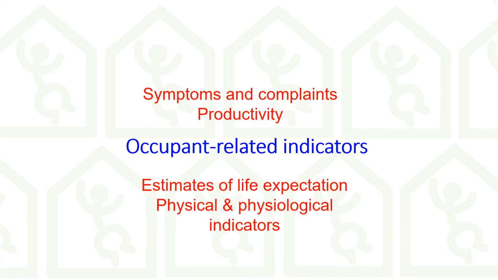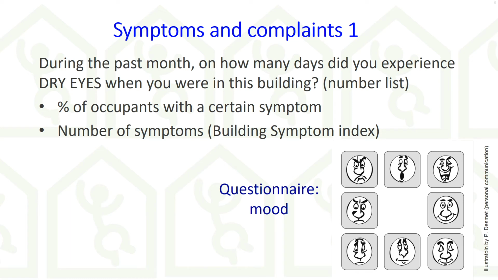So let's have a look at the other 2 groups of indicators we have available: the occupant-related indicators and building-related indicators. The occupant-related indicators comprise of indicators related directly to the occupant, such as symptoms and complaints. The number and type of symptoms and/or complaints from occupants of a building administered via a questionnaire has been the most applied method to inventory the health and comfort status of an occupant in a building.